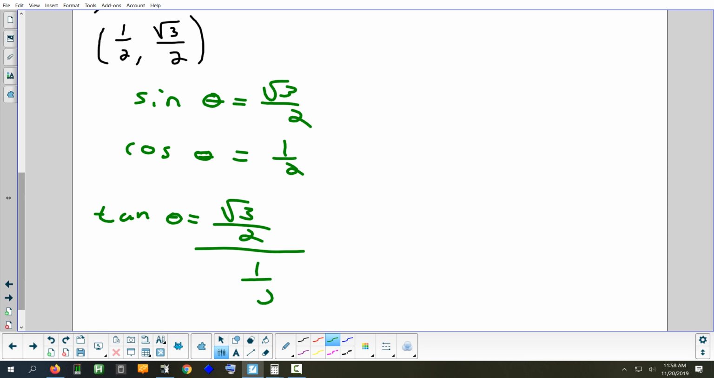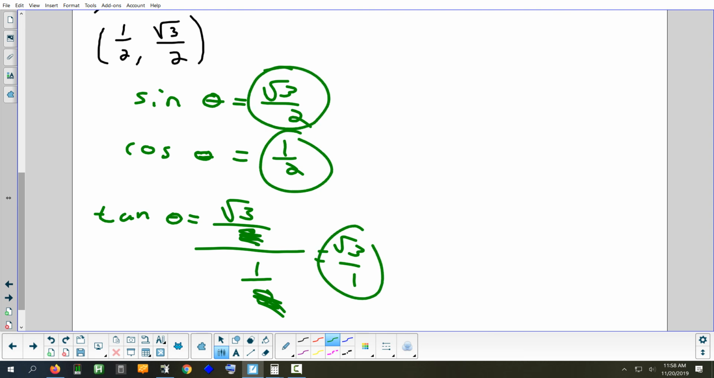Now, when we divide these two fractions, the denominators are the same. So what happens? They cancel. Some people say, well, you take the bottom one, you flip it, and you multiply by the top, same thing. The 2's are going to cancel. And what are you left with? Square root of 3 over 1. You could just put square root of 3. I left it as over 1 because you're going to see when I do something in a second. But yes, square root of 3.